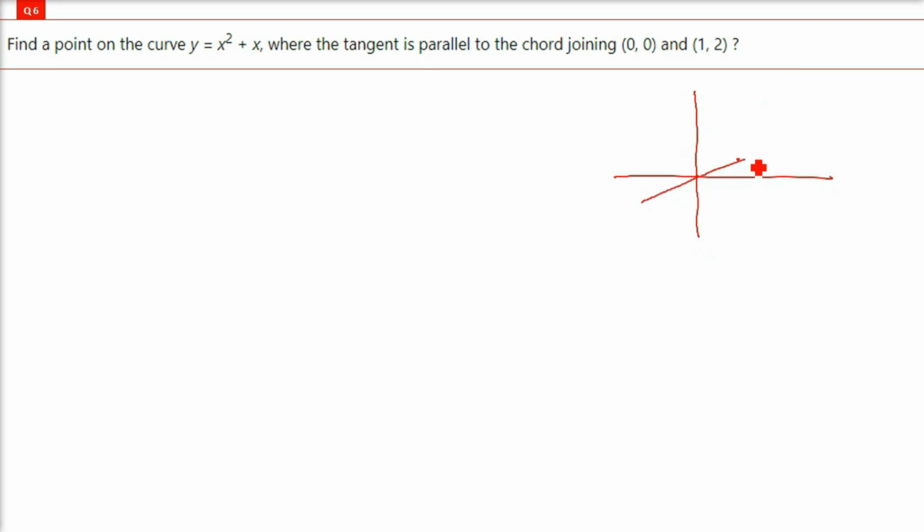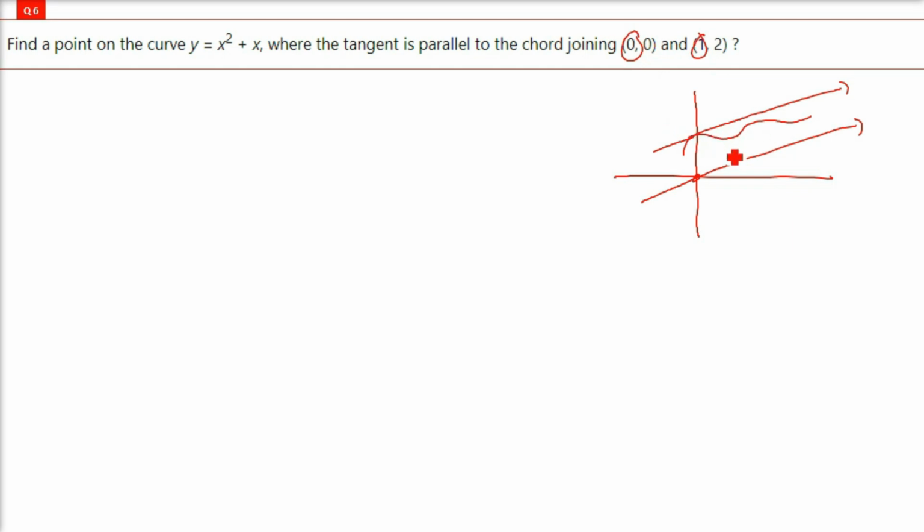(1, 2) will come here, (0, 0) will be there. A slight idea for you: this is the chord joining the two points, and there is a curve. I am drawing any curve. Now when you draw a line which is tangent to a point on this curve, that would be parallel to the chord joining (0, 0) and (1, 2). If you remember the previous question we did, this first point 0 and 1.